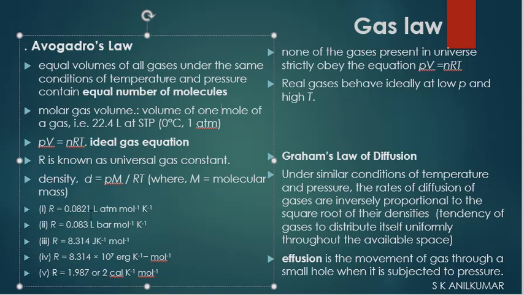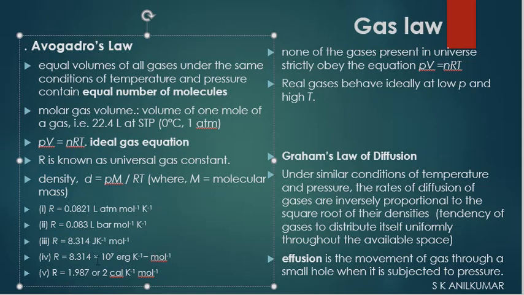One of them is 0.08 liter atm per mole per Kelvin. Or it can be measured as 0.083 liter bar per mole per Kelvin. This is in atmospheric pressure units, this is in bar. Or in the form of energy, it is 8.3 joules per Kelvin per mole, or 8.3 into 10 power 7 erg, because 1 joule equals 10 power 7 erg.